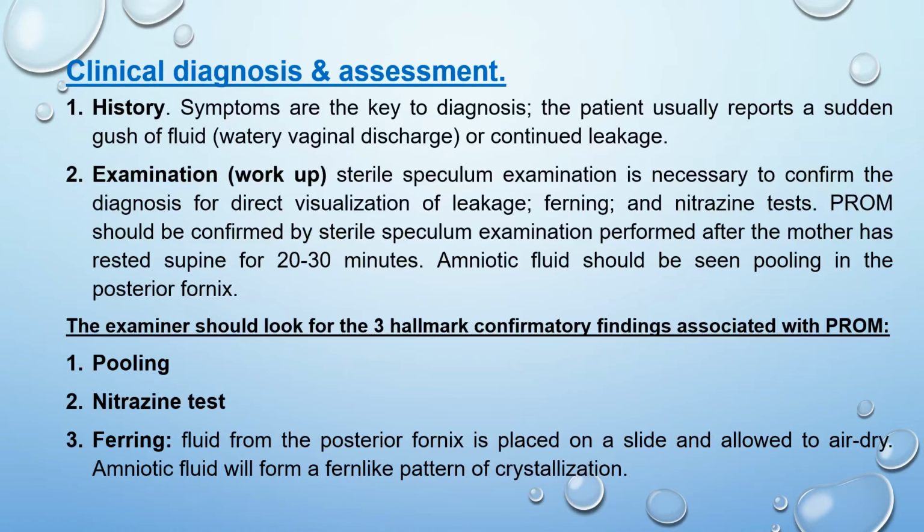Preterm premature rupture of membrane should be confirmed by sterile speculum examination performed after the mother has rested in supine for 20 to 30 minutes. Amniotic fluid should be seen pooling in the posterior fornix. The examiner should look for the three hallmark confirmatory findings associated with premature rupture of membrane. These are the pooling, as we said, the nitrazine test and the fern test. The nitrazine test changes the paper color from, for example, yellow to approximately green to black, so if it changes to black, this indicates a positive amniotic fluid.